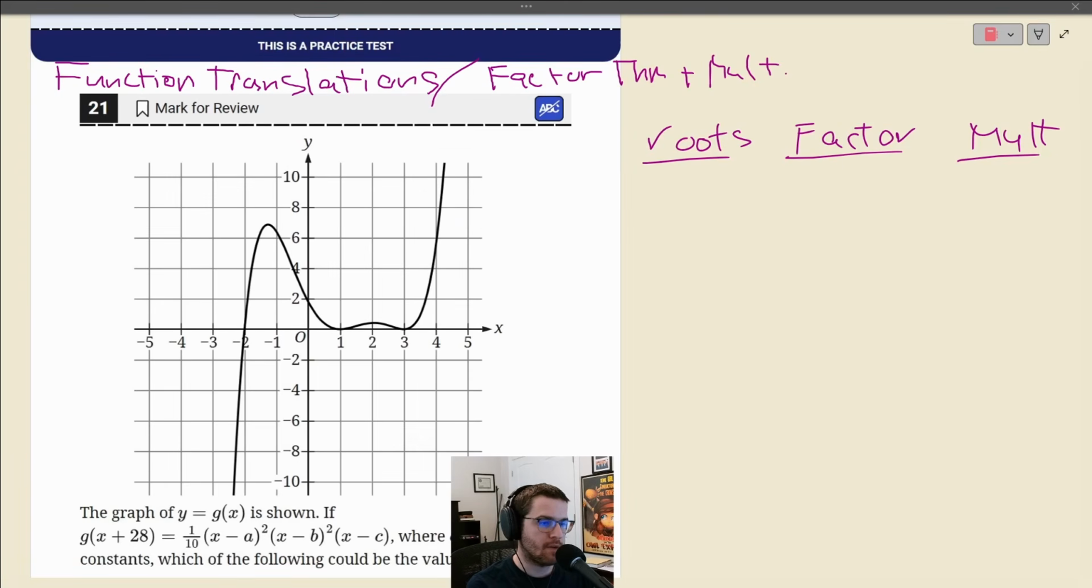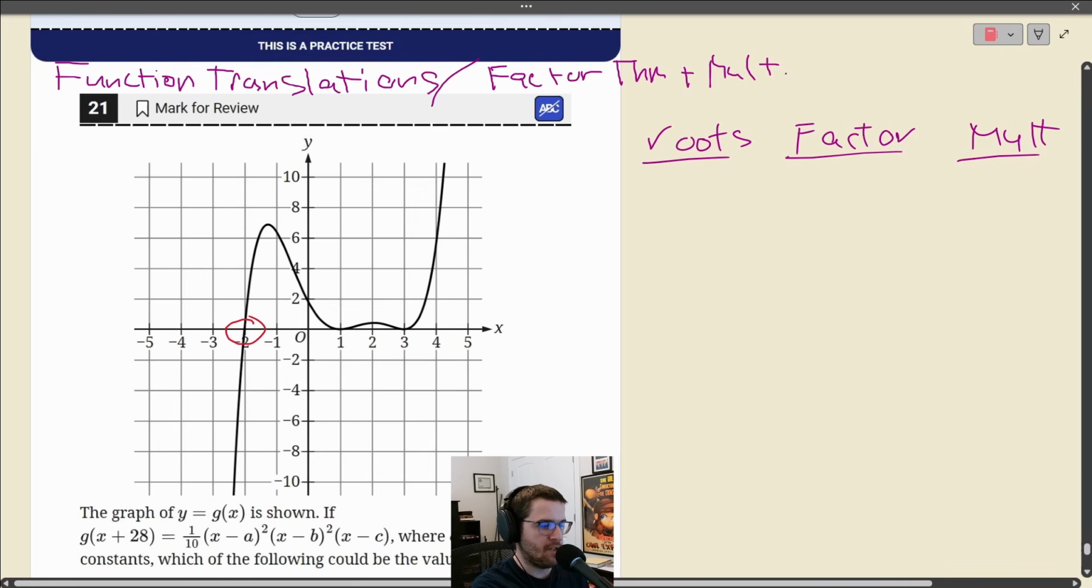Okay, question 21. You're going to want to watch my 2 Ottocentos. The first one is my Ottocento on function translations, and the second one is my Ottocento on factor theorem plus multiplicity. So what we're going to do is I'm going to go ahead and brainstorm this function by examining the x-intercepts. So we're going to look at the x-intercepts. So we got, I think that's a -2, 1, and 3.